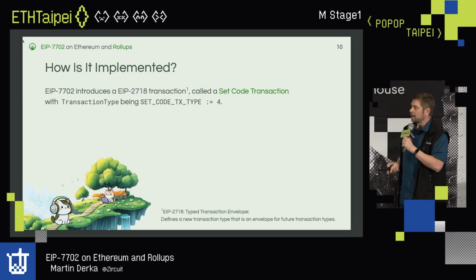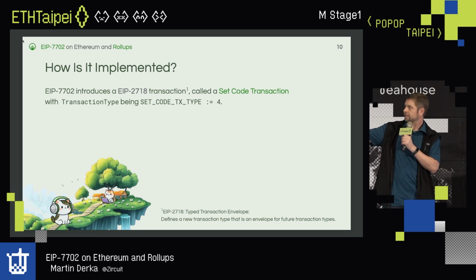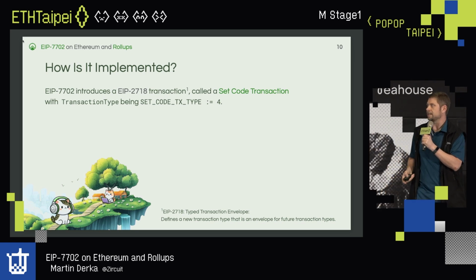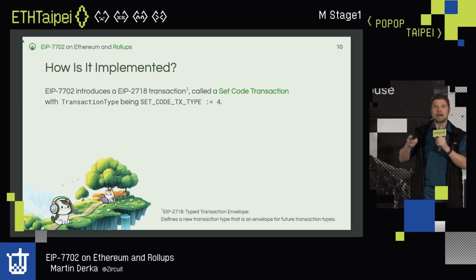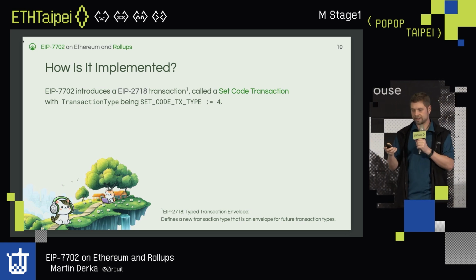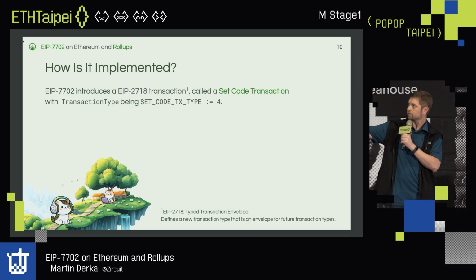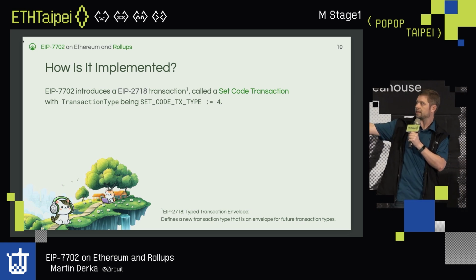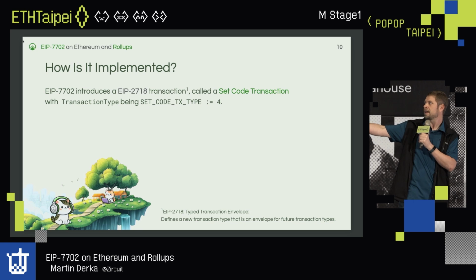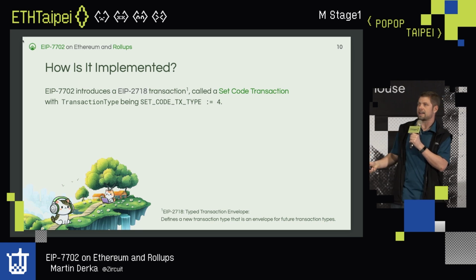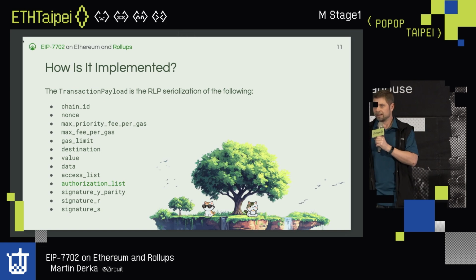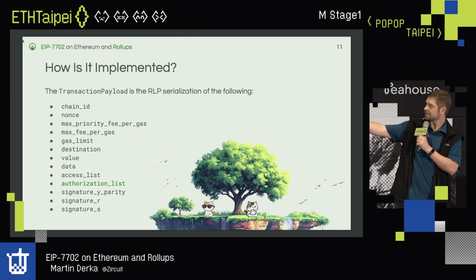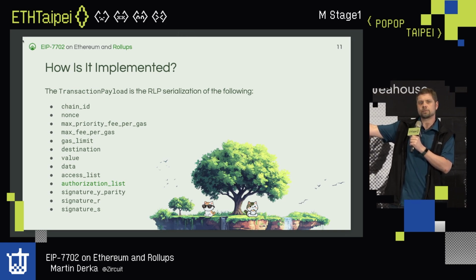How is it implemented in practice? So in practice, we are actually using a different EIP. It's EIP 2718, which tells us how we can create new types of transactions. So with 7702, we are essentially creating a new EIP 2718 transaction, and we give it a specific transaction type. It's going to be the constant 4. Okay? So in practice, that means that when you take this EIP 7702 transaction, you will get a serialization of a whole bunch of stuff.